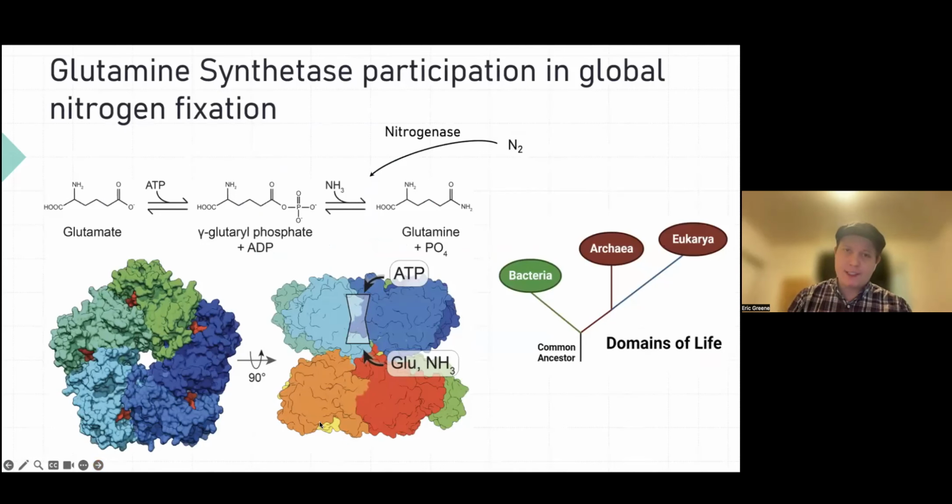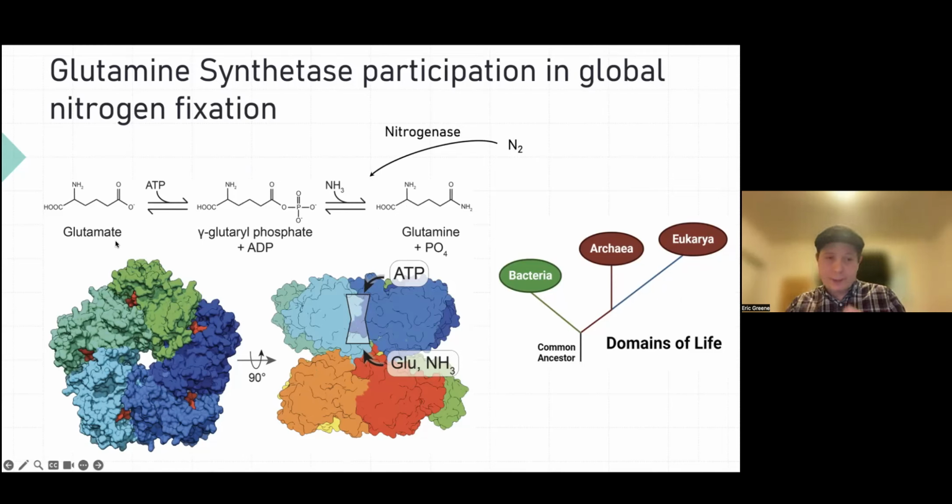But coming back to glutamine synthetase, it's a bit of a ubiquitous enzyme. It's found in all domains of life, and it plays a major role in nitrogen fixation. Nitrogenase is the primary enzyme in the biosphere that fixes atmospheric nitrogen to ammonia. But once you have ammonia, being able to utilize that to actually make different biomolecules is key, and glutamine synthetase plays a big role in that.